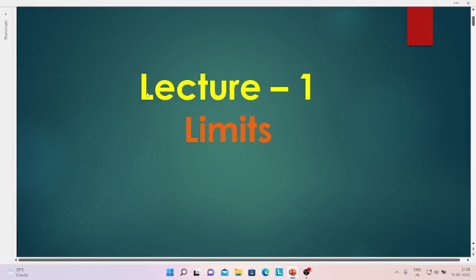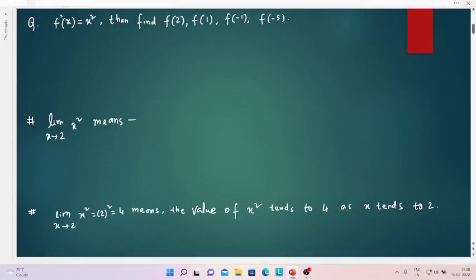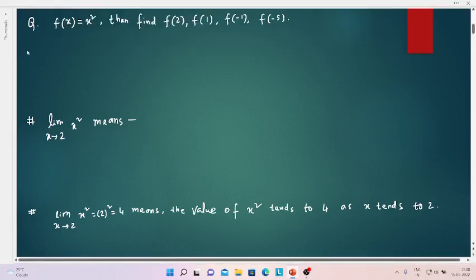So let's start the video by showing you the first presentation. So wait a second please. Yeah, so here you can see that before starting the topic, which is limit, let me first give you some questions so that you can understand what a function is, what is the value of a function, how functions should look like, and all these things.